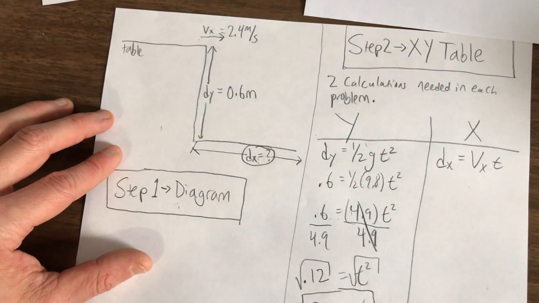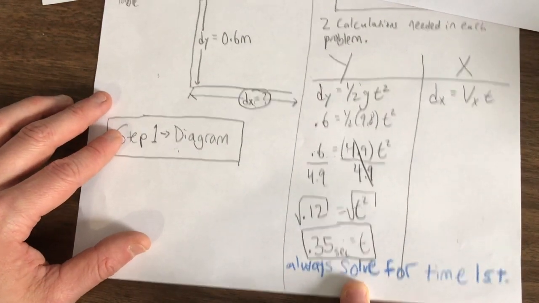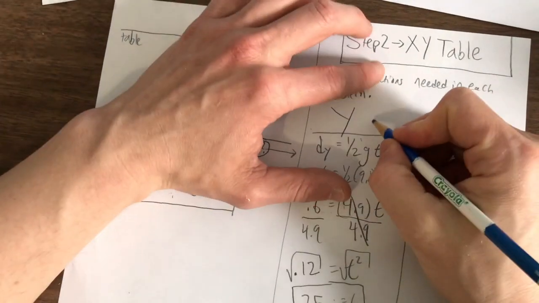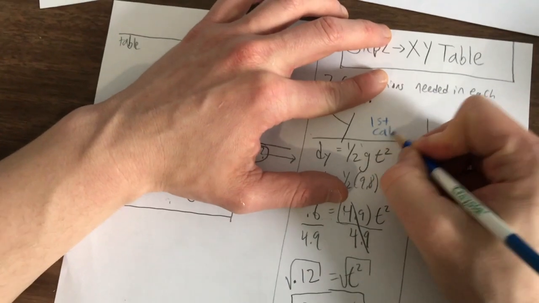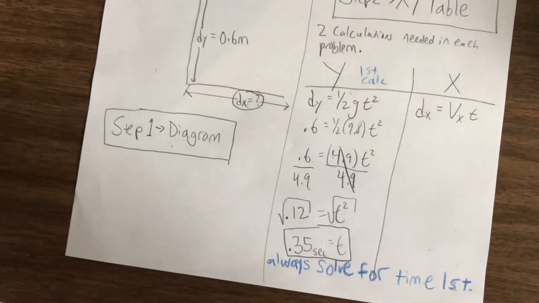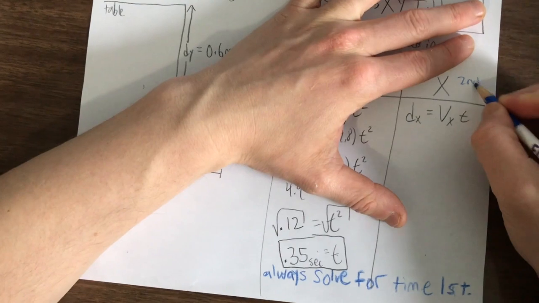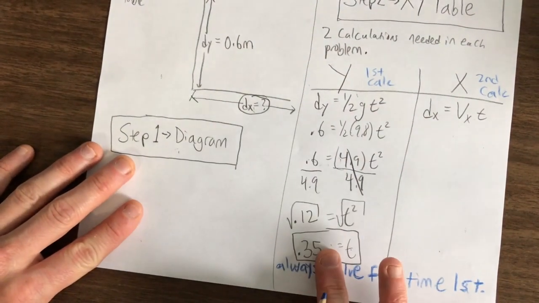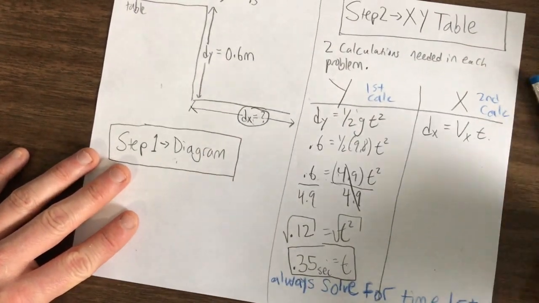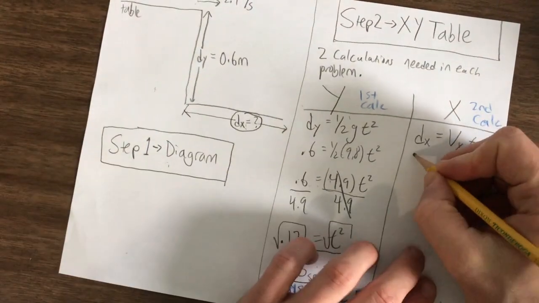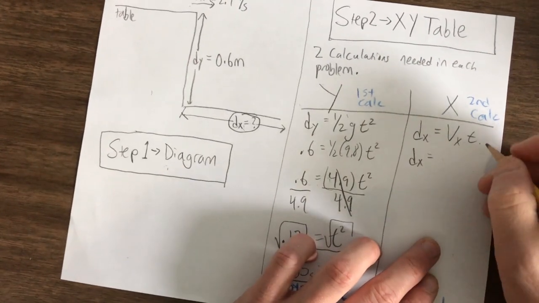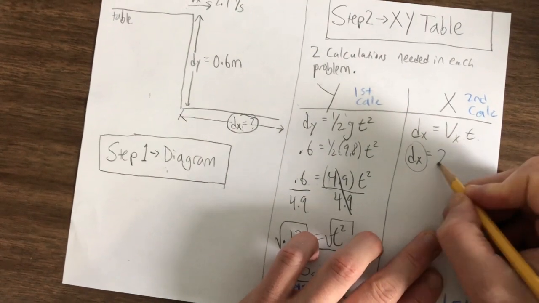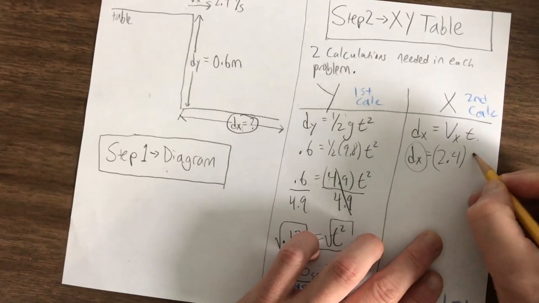So we always said you need two calculations. The first calculation will be in the y column, and you'll get time. The second calculation will be in the x column. All right? So if you want to write your first calc is here in the y, and your second calc is here in the x. All right, first calc, get time. Now we're going to plug that time in the other equation, okay? And we're going to solve for dx is what we really are looking for. How far does the ball go?